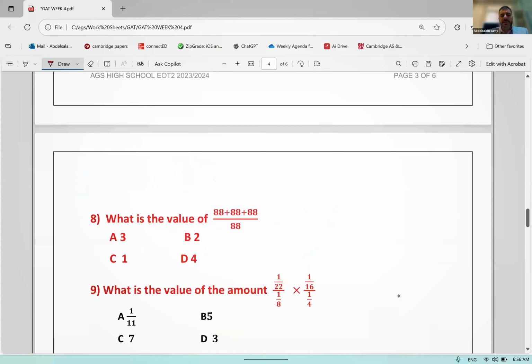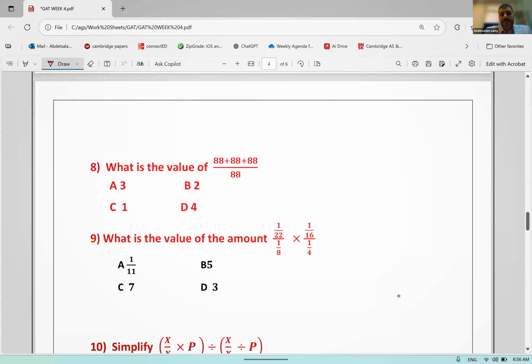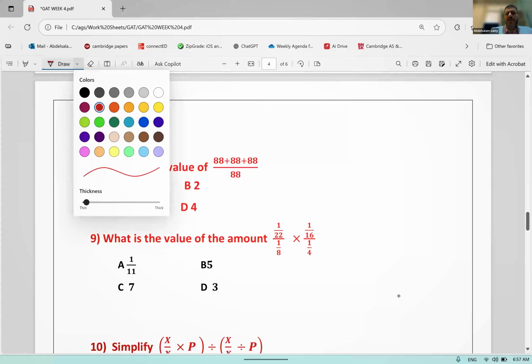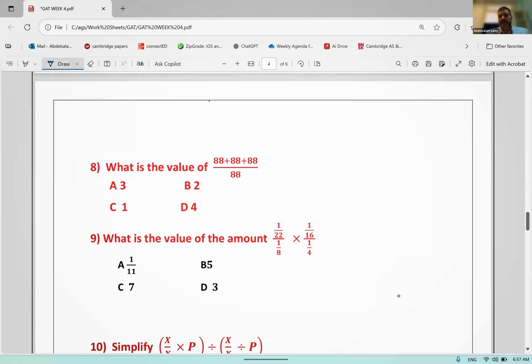Question number 8. 88 plus 88 plus 88 over 88. Of course, we have many ways to solve this question, but we are talking about the best technique. In this question, you can solve it in 20 seconds maximum. How? Do you remember in grade 4 and 5, if you have 5 plus 5 plus 5 plus 5, where 5 is repeated 4 times, it means 5 times 4, which is 20? So let's apply it here.